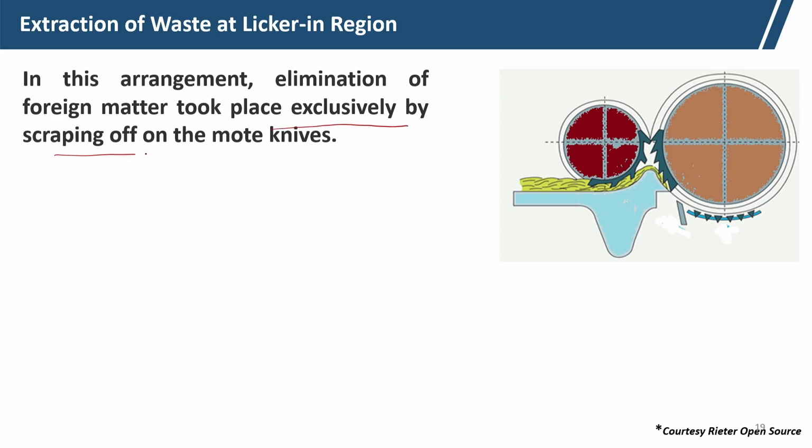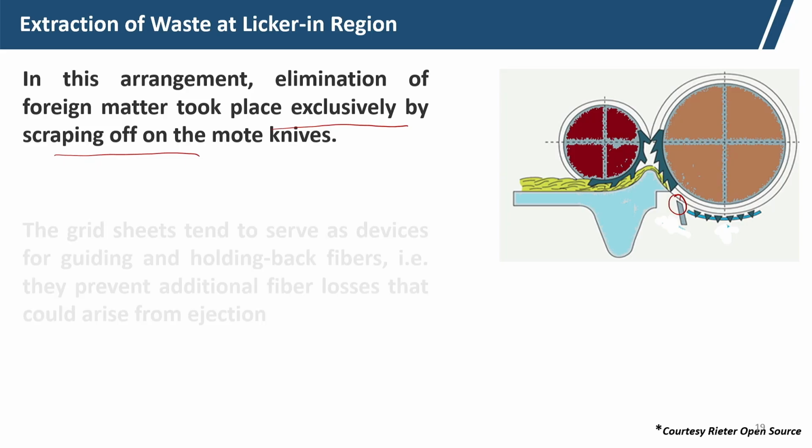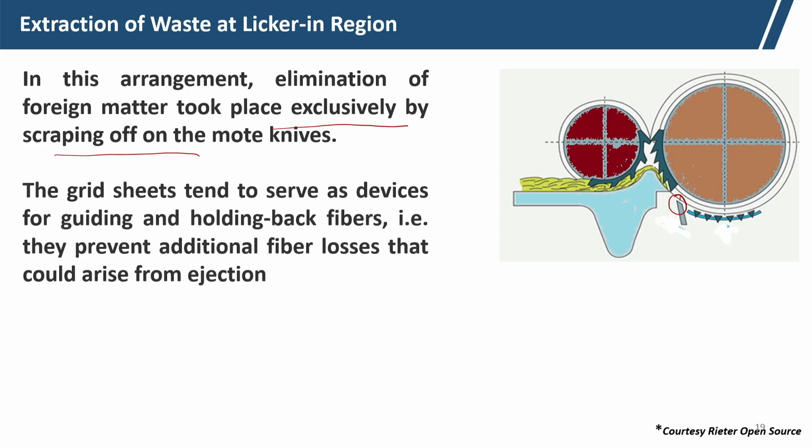exclusively by scraping of the mote knives on the mote. So, here the foreign particles are scraped off. So, this is a problem, because sometimes it actually damages the fibers. Okay. The grid sheet serves as a device for guiding and holding back the fibers, that is, it prevents additional fiber loss that could arise from ejection. Okay. So, the grid sheet follows the curvature of the licker-in and prevents the fiber loss.